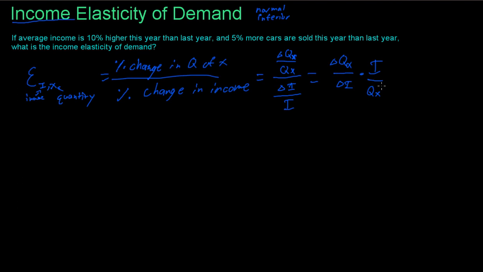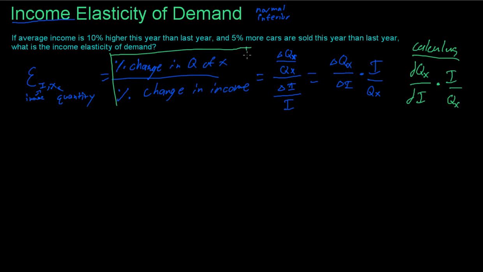And lastly, we also have a calculus-only definition, and I'm just going to do the same thing that I did in the others and leave this over here, and this will be the partial of Q of X with respect to income times income over the quantity of X. So that's all of our definitions, and the ones I like to work with are the very basic one, or this one over here. Sometimes I use this one also.